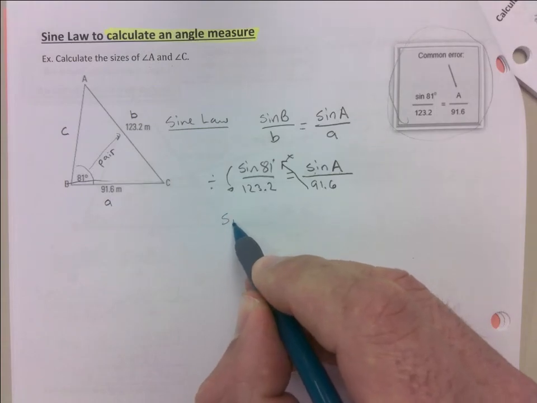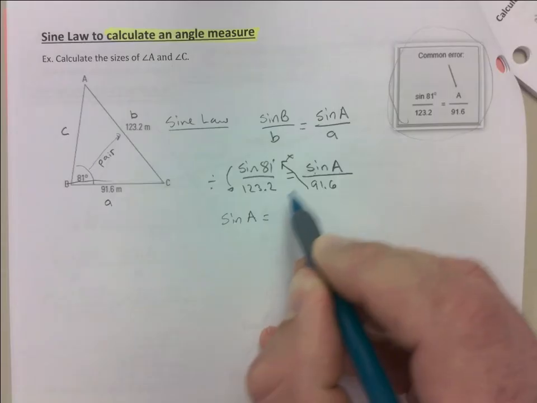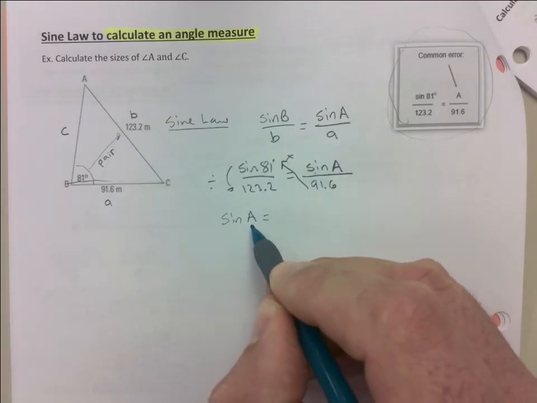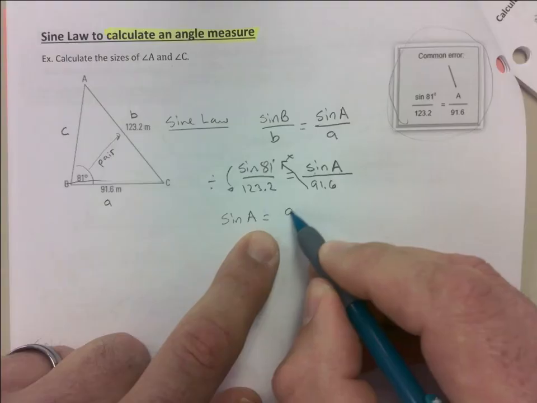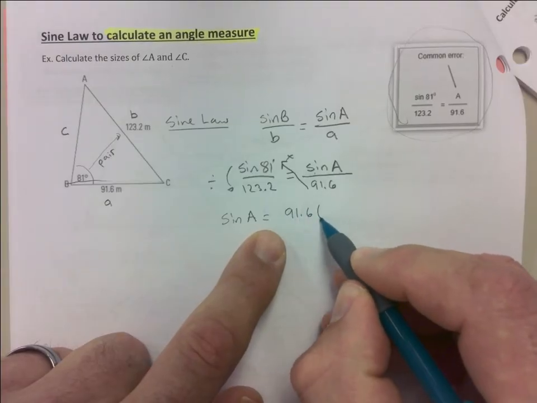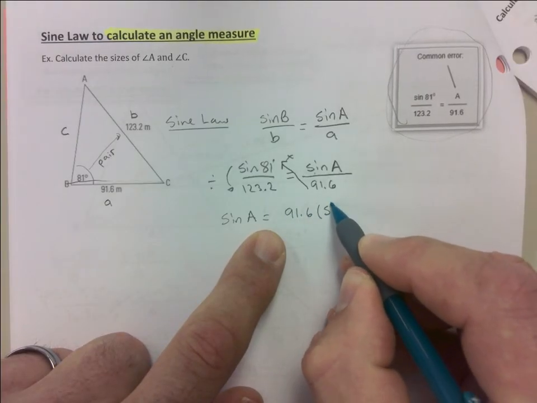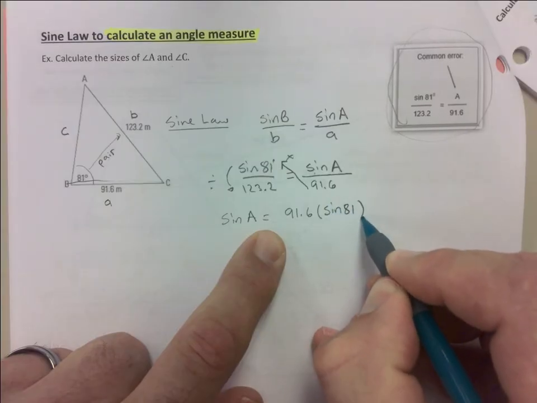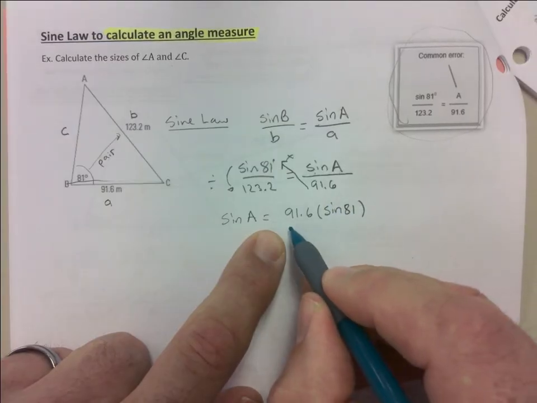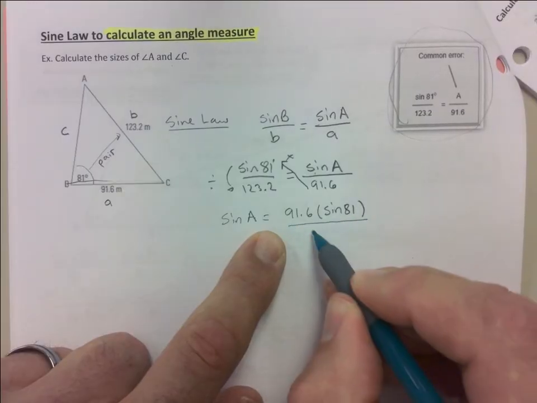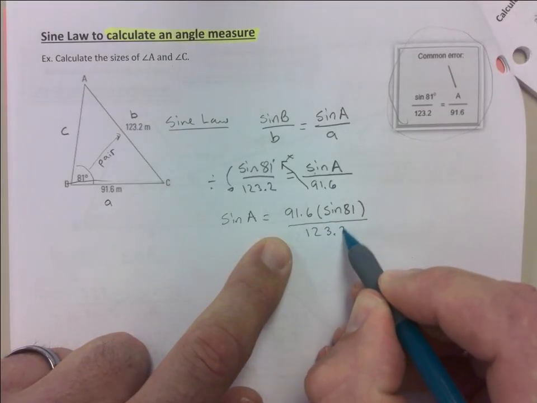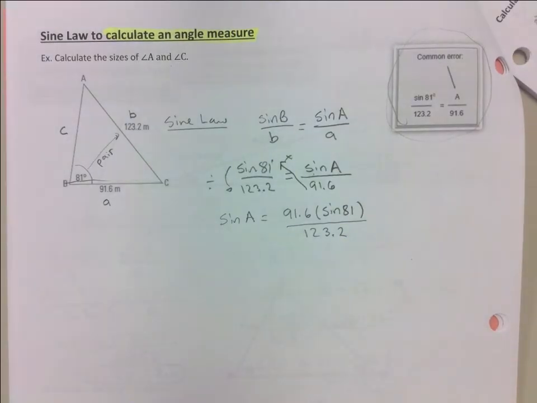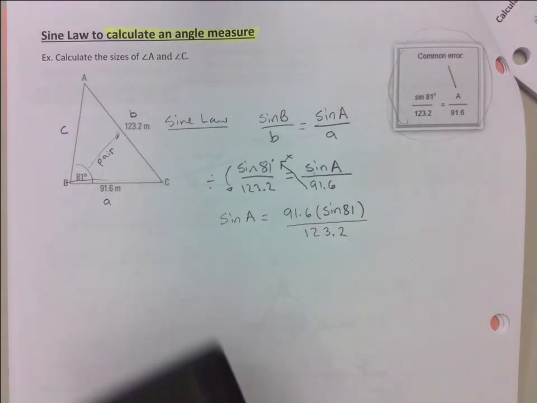So this is going to be sine of A. Please make sure you write down sine of A. And then you go 91.6 times sine of 81. All of that divided by 123.2. And normally I don't like another equal sign next to it, but it is actually okay to do that.